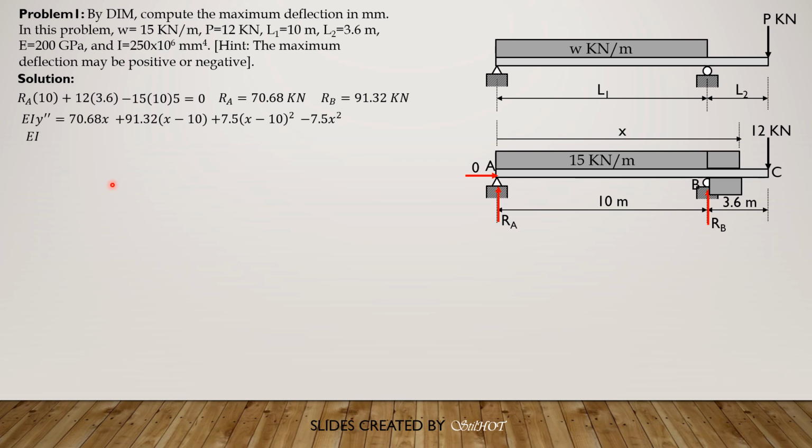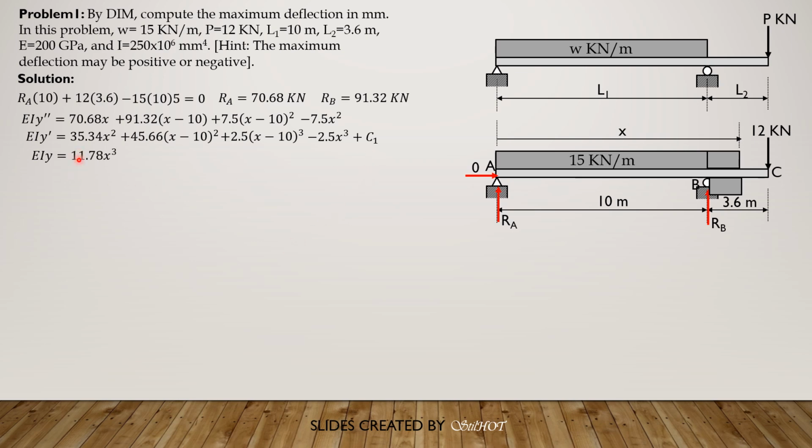Integrating once, EI Y prime is 35.34 X squared plus 45.66 quantity X minus 10 squared plus 2.5 quantity X minus 10 cubed, then minus 2.5 X cubed, then plus C sub 1. C sub 1 divided by EI represents the slope at A. So if we integrate this again, which gives the equation of the elastic curve, then definitely C sub 2 is 0 because at the origin there's no deflection. Or when X is 0, Y is 0.